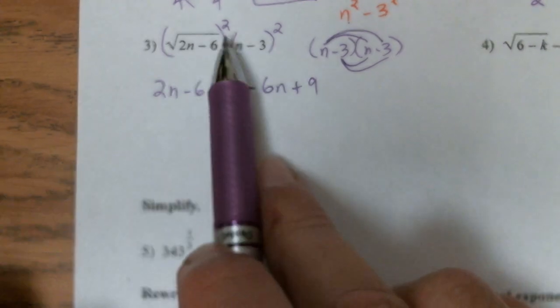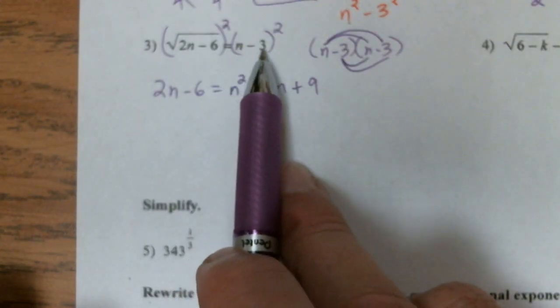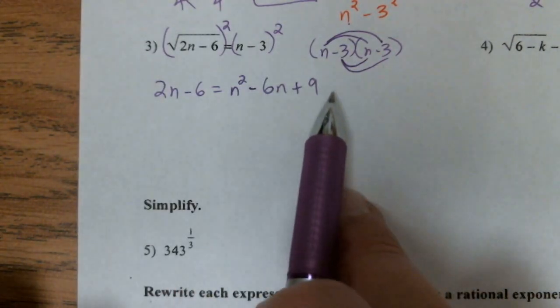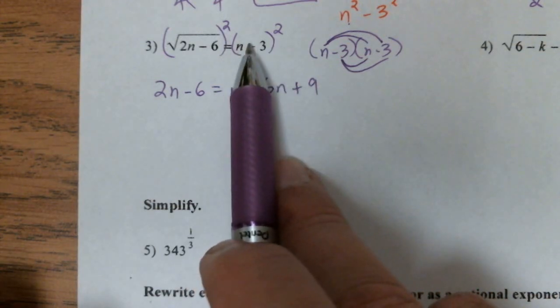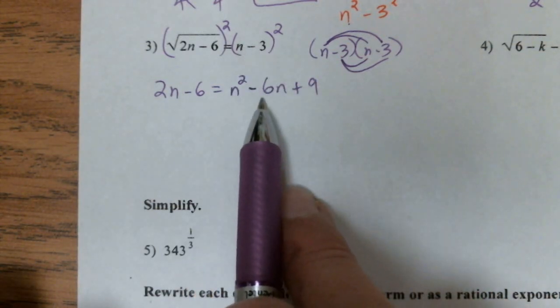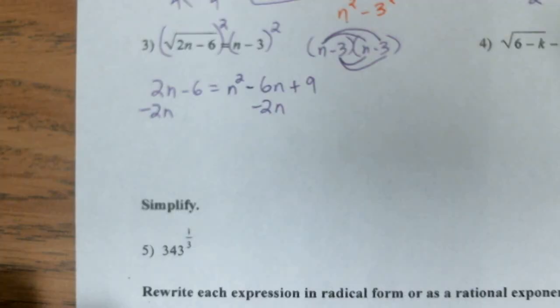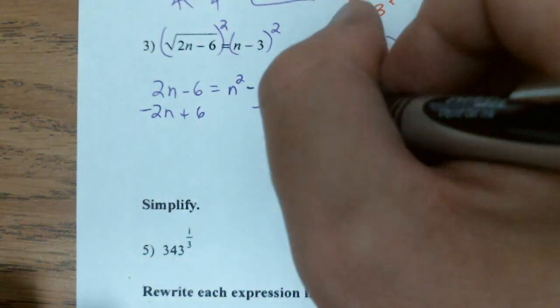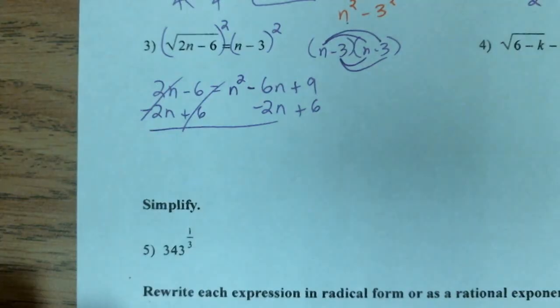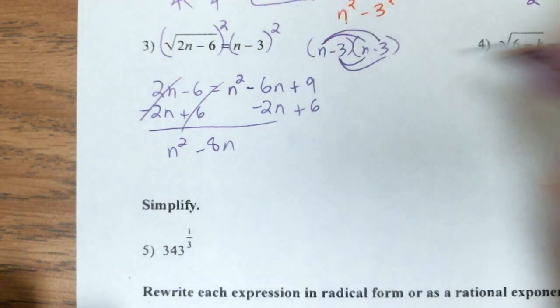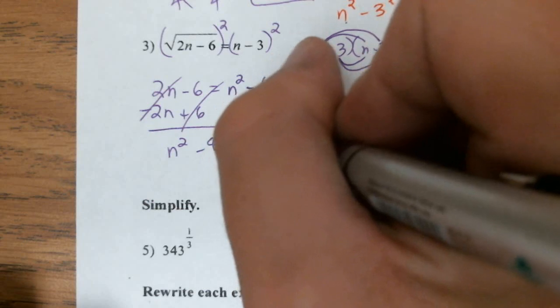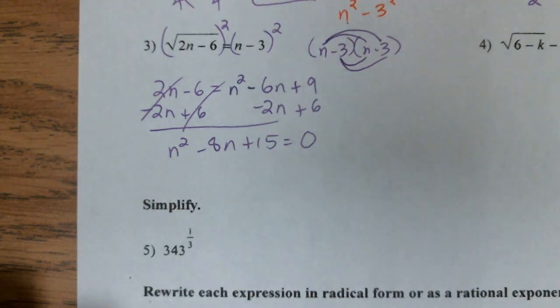Okay, so if you remember the shortcut, you square the first term, you square the back term, n squared and 9, you multiply these two guys together and double it. So negative 3n doubled is negative 6n. All right, and now I have a quadratic that I need to solve. So I want to set this guy equal to 0. So let's subtract 2n and add 6 to both sides. Okay, so I have n squared, that's going to be minus 8n plus 15. Set that equal to 0.